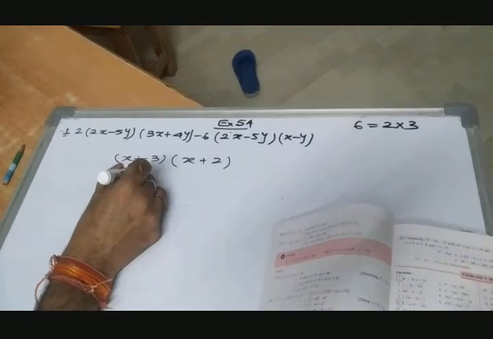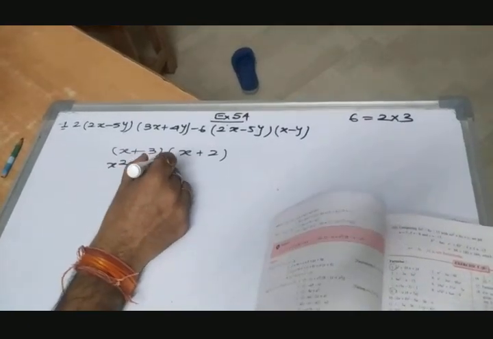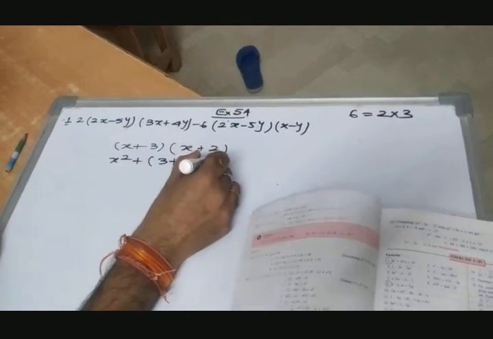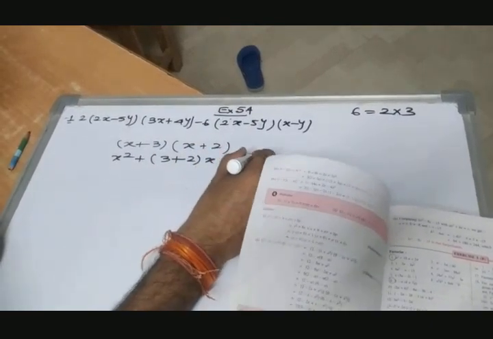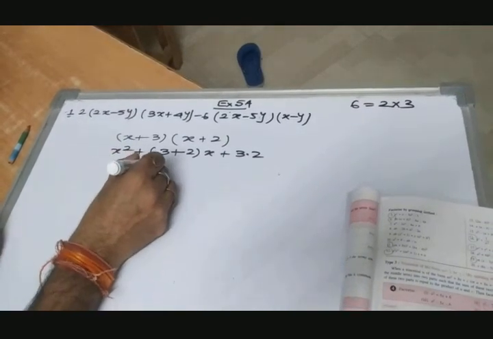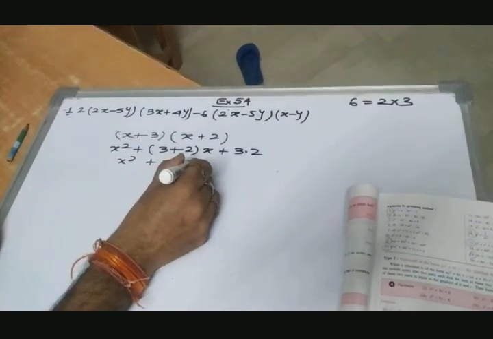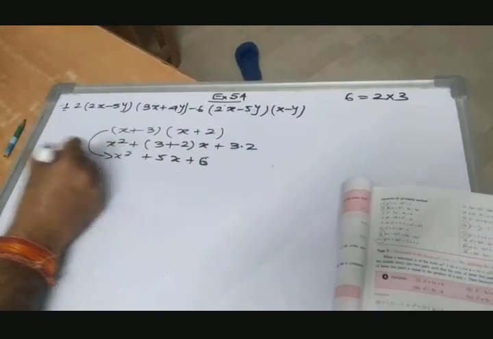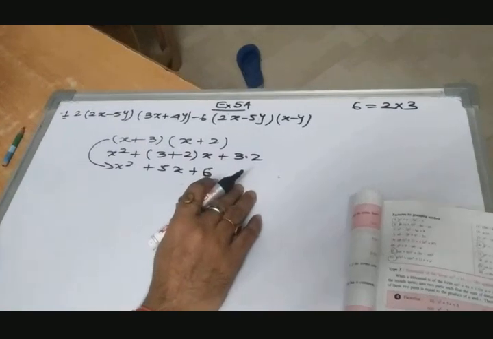We will find the product of x plus 2 and x plus 3 by the method of x square plus (a plus b) into x plus ab. In place of a is 3, in place of b is 2. So the answer will become x square plus 5x plus 6. The question is given in the form of a product, and the answer will become in the form of a polynomial.